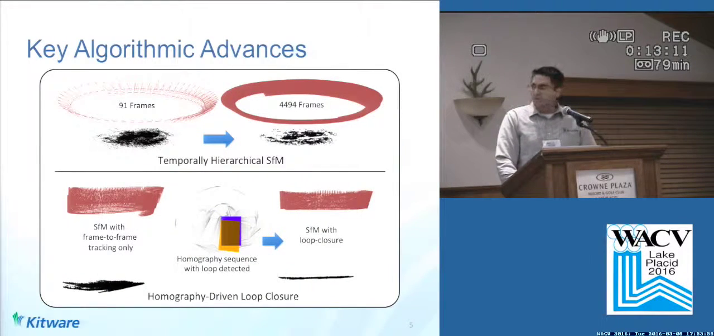So there are a few key algorithmic advances that I'm not going to go into the details of here, but you can come talk to me at the poster. One of them is temporally hierarchical SFM, which is useful for high frame rate video, where you don't need to reconstruct every frame of the video. You downsample temporally, get a solution, then go back and fill it in to get the missing frames. The other is a homography-driven loop closure, because often when you have high altitudes and the ground is planar, you can map all the frames into a common plane and use that to detect when you revisited the same location and use that to trigger loop closures.